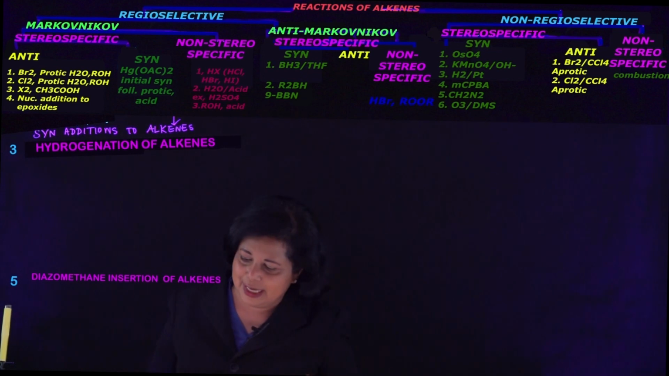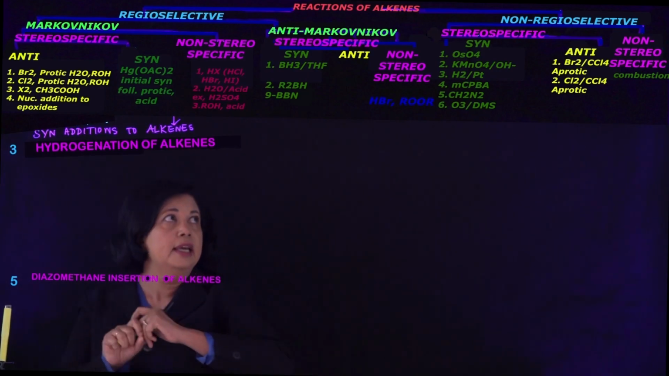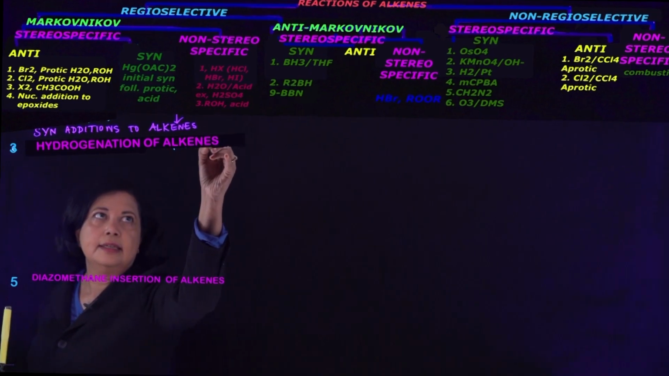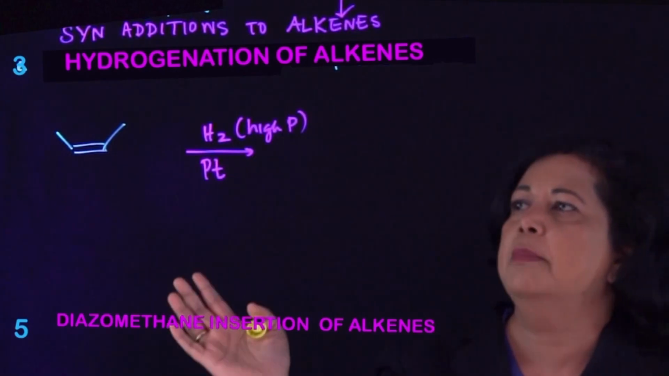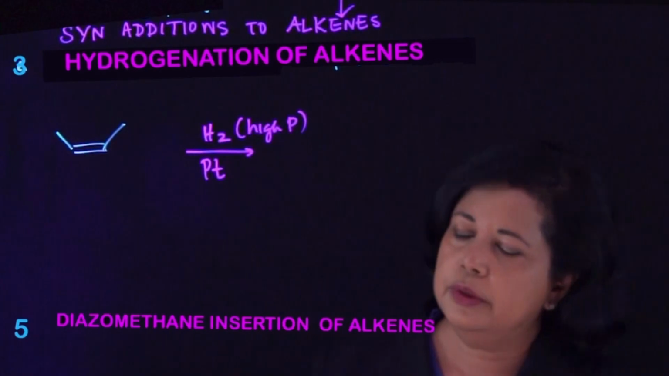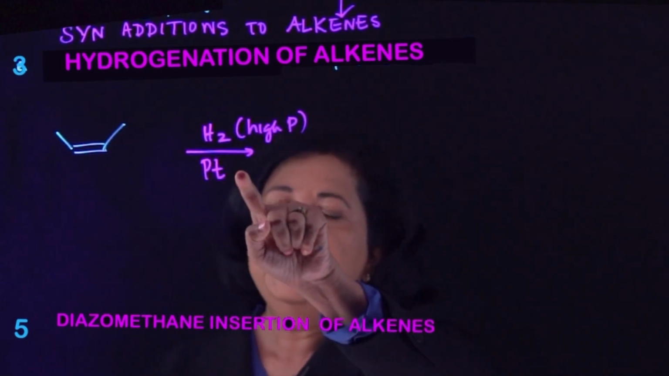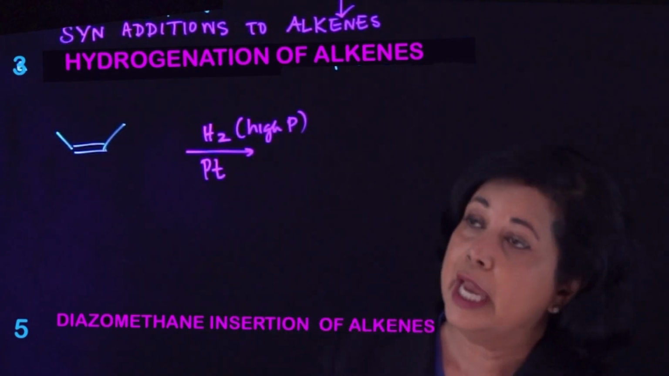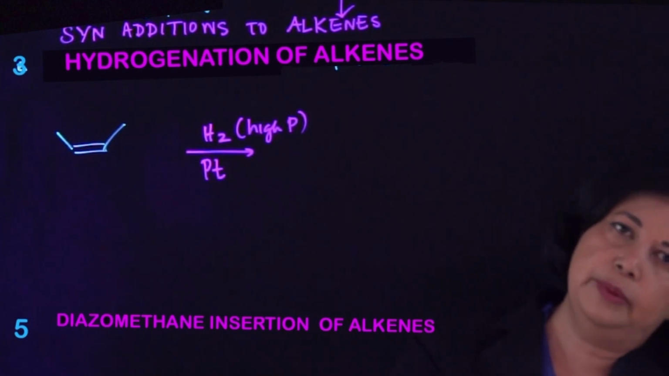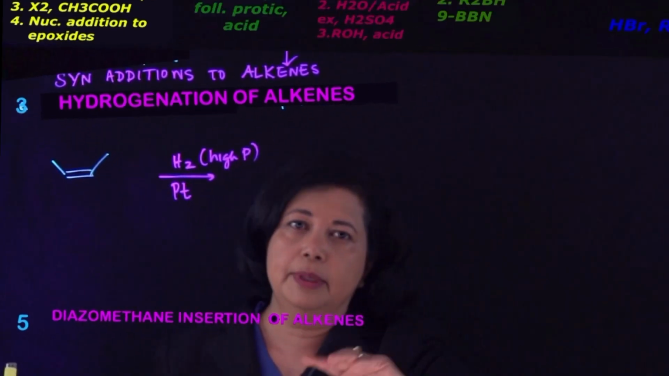All right, let's look at syn additions to alkenes and specifically hydrogenation of alkenes. Let's take an example here. Here's an alkene. This just happens to be a cis-butene. You could also do this with a trans-butene. It doesn't really matter. You need to have a very large atom, like a platinum, sometimes a palladium. You could even go with nickel, but it turns out the more expensive the metal, the better the yield.